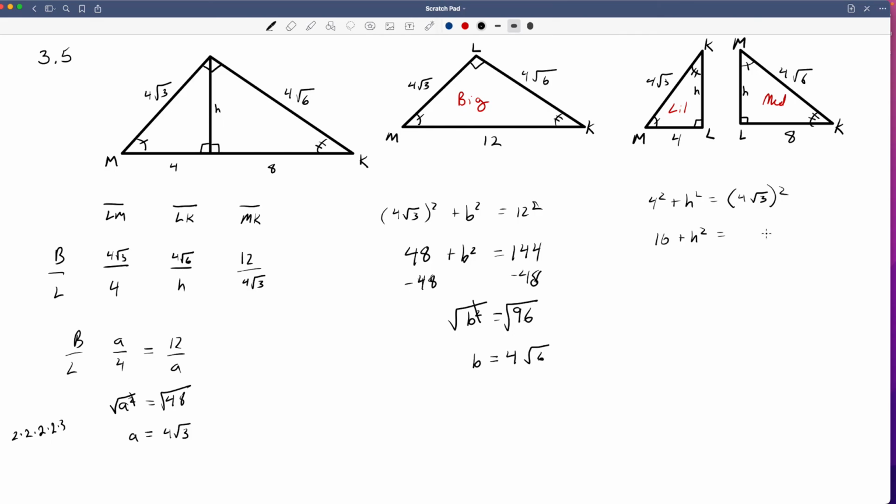All right, so let's walk through this. Just pretend with me, all right? 16 plus h squared equals 48. H squared is going to equal 48 minus 16, which is going to be 32. If we unsquare h squared and we unsquare 32, we're going to find that h is equal to 4 times the square root of 2. So that would be the height here, 4 times the square root of 2.